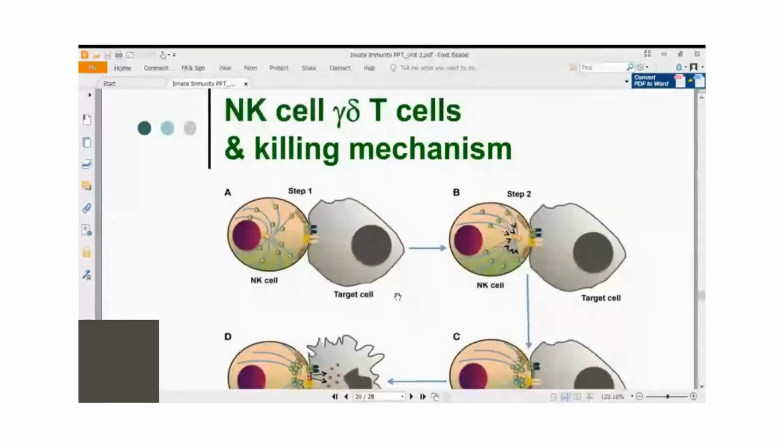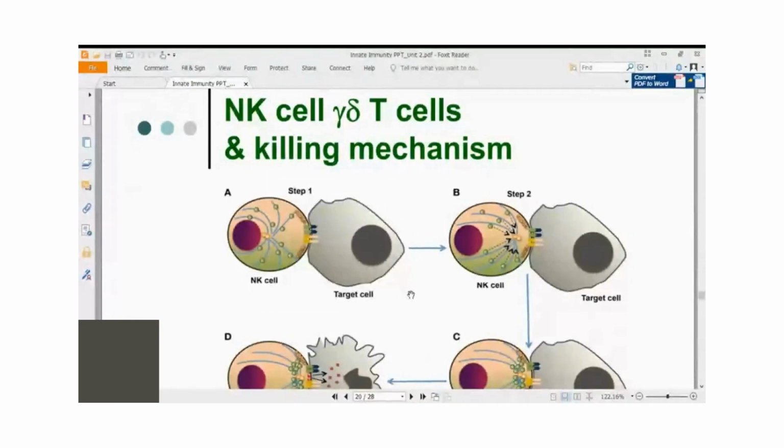We'll talk about another cell, that is the gamma delta T cell. The gamma delta T cell gets the name because of the gamma delta receptor that is present on that T cell. About this receptor, we'll talk in unit 3. Now this gamma delta T cell is restricted to epithelial lining. It is present in almost all epithelial linings.